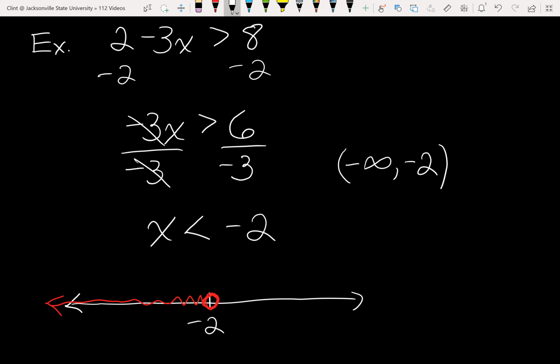So since we're leaving out -2, since we don't have the equal to bar, we have a parenthesis with the -2. Okay, so if you're including the number, use a bracket or a filled in circle on the number line. If you're leaving the number out, you use a parenthesis or an open circle on the number line. And then we have a special case with infinity or -infinity that always will have a parenthesis that goes with it. Okay.